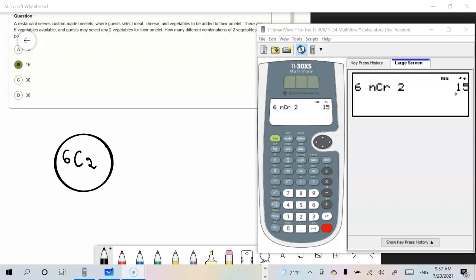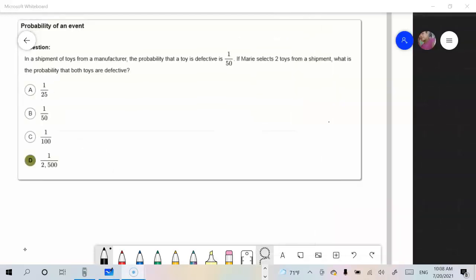Hopefully this is helpful. Okay, let's solve now this problem about probabilities. The problem says, in a shipment of toys from a manufacturer, the probability that a toy is defective is 1 out of 50. That's why we have this fraction here, 1 out of 50. If Mary selects 2 toys from a shipment, what is the probability that both toys are defective?